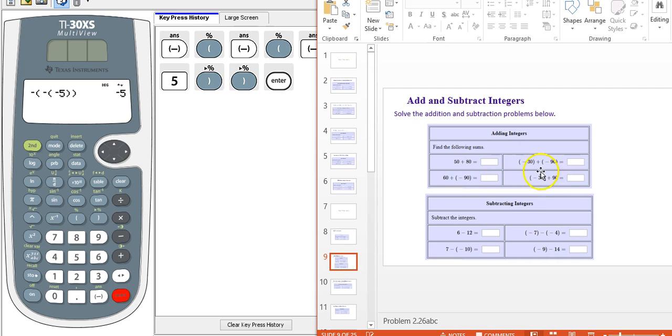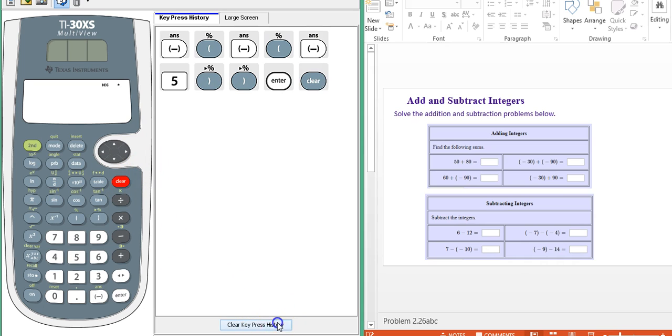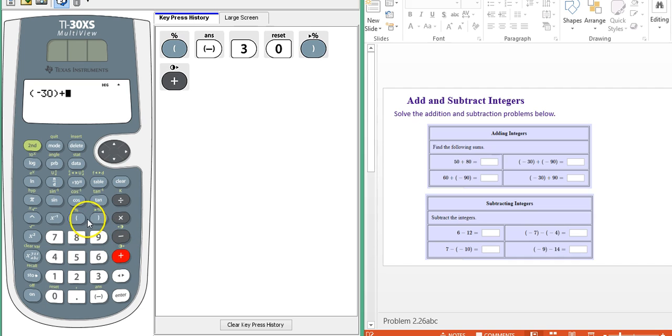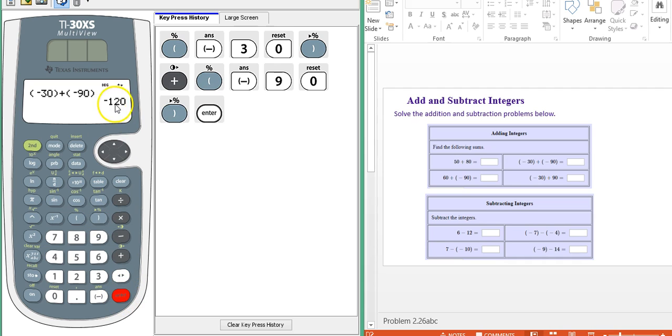Here we have adding and subtracting integers. Let's clear this. Again, the keys I'm entering are right up here for your reference. You can always pause the video. How about we try negative 30 plus negative 90? You can put in the parentheses, negative 30 plus negative 90. Hit enter, and our result is negative 120.